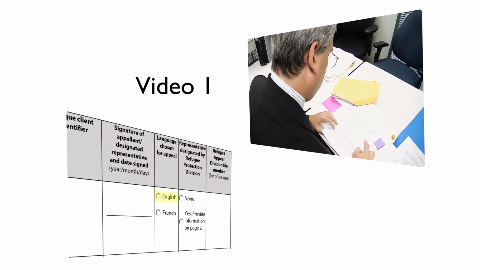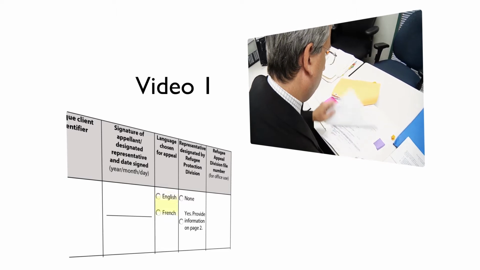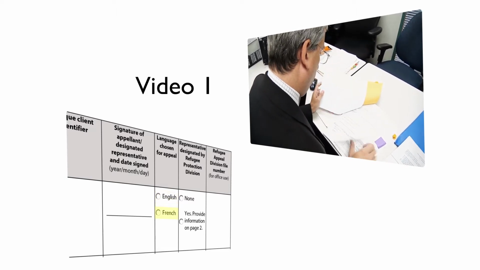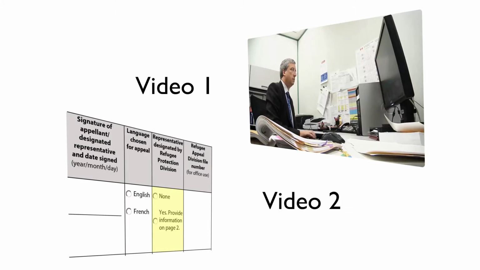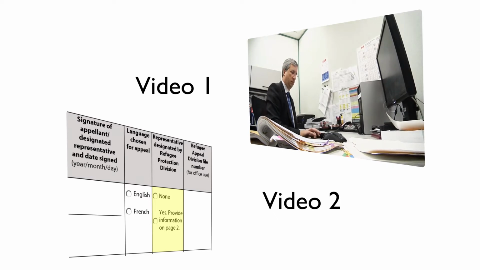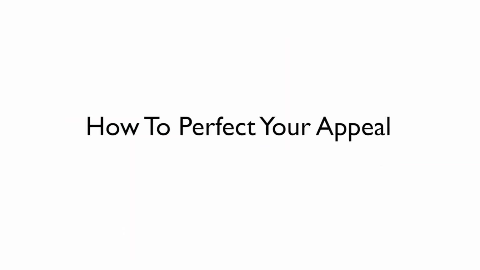In Video 1, you learned basic information about the Refugee Appeal Division, or the RAD. In Video 2, you learned how to file your Notice of Appeal. Now, it's time to learn how to complete your appeal. We call it perfecting your appeal. Perfecting your appeal means that you complete an appellant's record. The RAD will not look at your case if you have not completed the appellant's record.